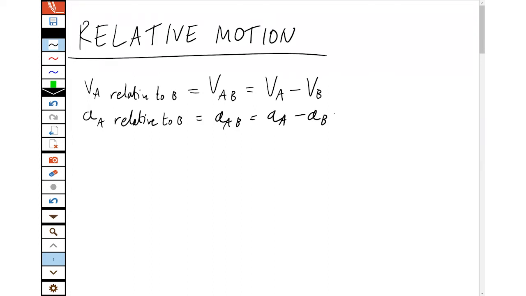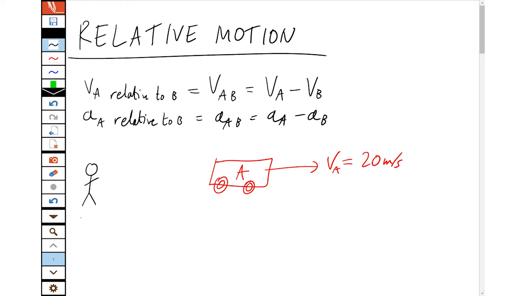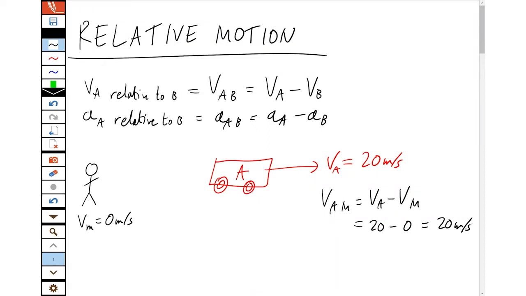Now, what does any of that mean, though? Well, let's have a look. Let's say we have car A speeding along at 20 meters per second. And I'm just standing here, zero velocity. So the velocity of A relative to me is the velocity of A minus the velocity of me. 20 minus 0 is 20 meters per second. So it's getting away pretty fast.